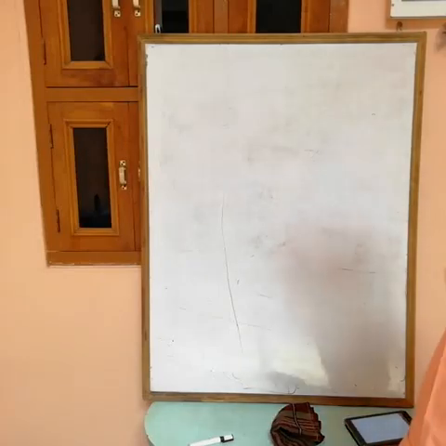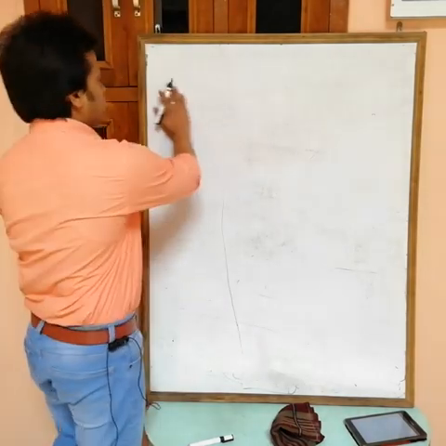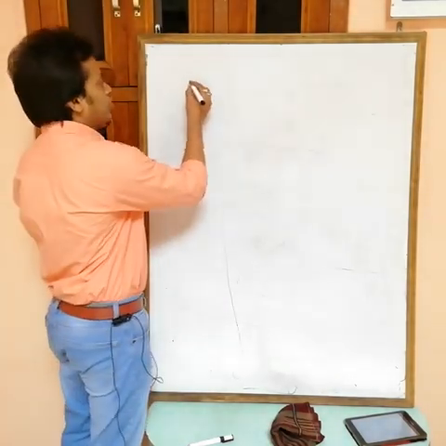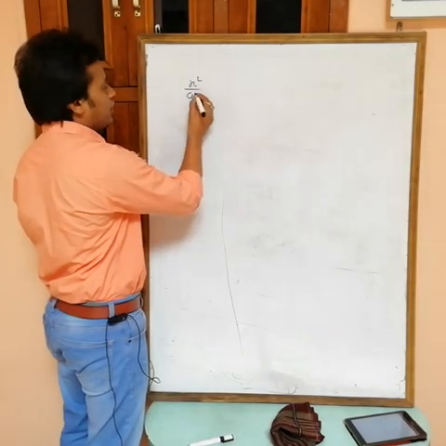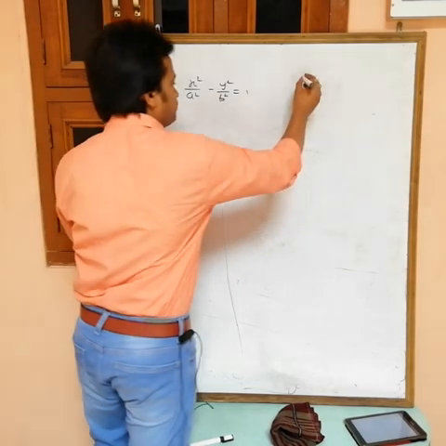Okay, so next is normal to the hyperbola. If we repeat some previous points, then for hyperbola, see, equation of hyperbola is x square by a square minus y square by b square equal to 1.